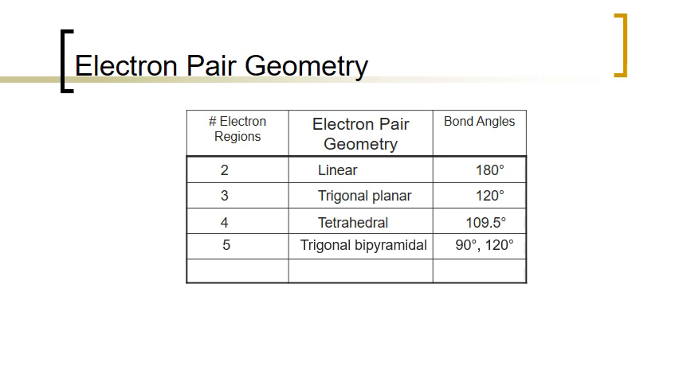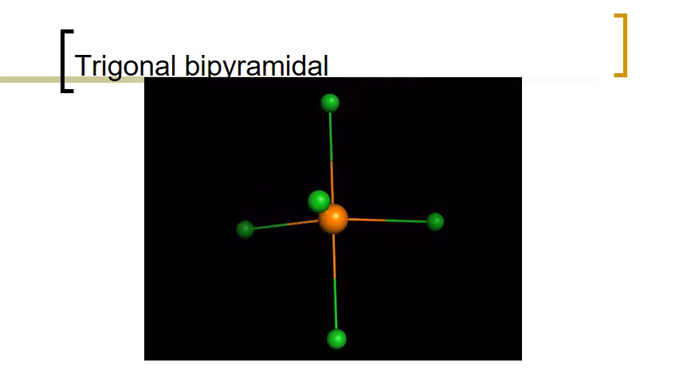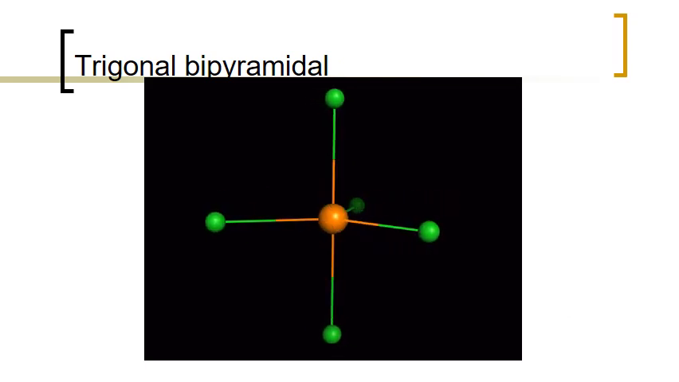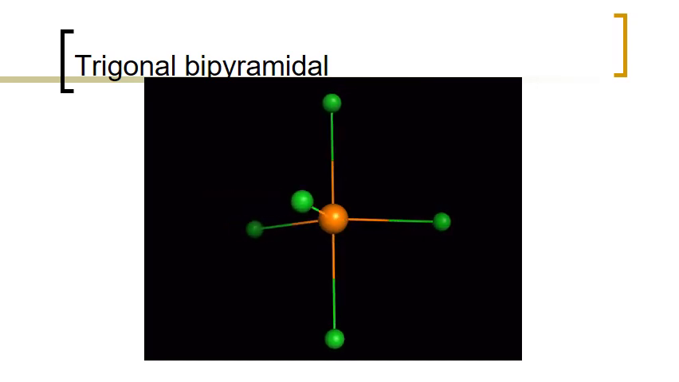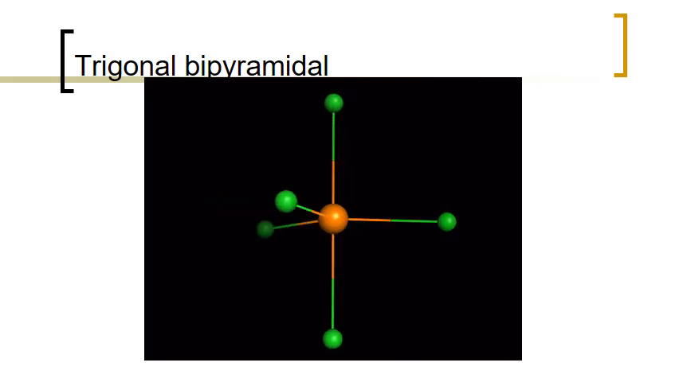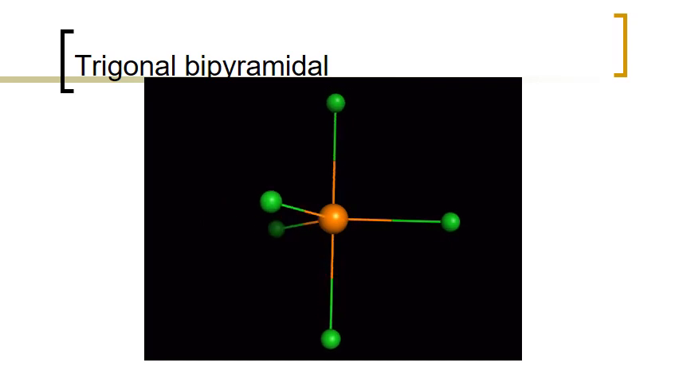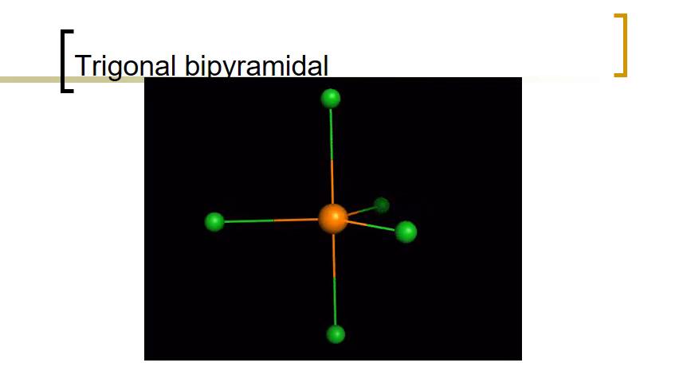Five regions is a trigonal bipyramid. Now note those bond angles. There are two different sets of angles: 90 degrees between the equator and the axis and 120 degrees around the equator. And we'll show you what we mean by that. Notice between up and down and where it's rotating, that's 90 degrees. But if you look along that vertical axis, you see it's almost like a trigonal planar arrangement, 120 degrees. The combination of those is a trigonal bipyramid.